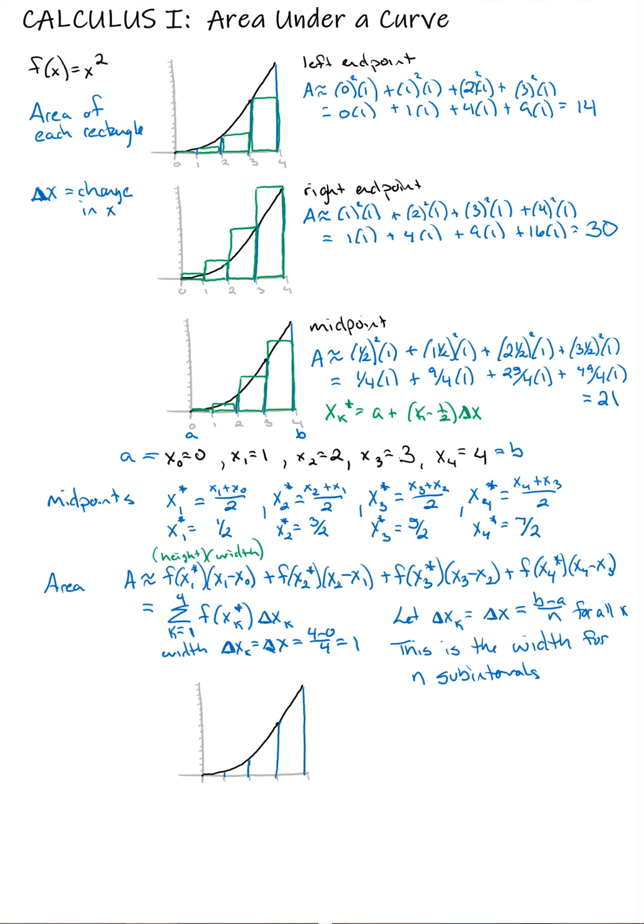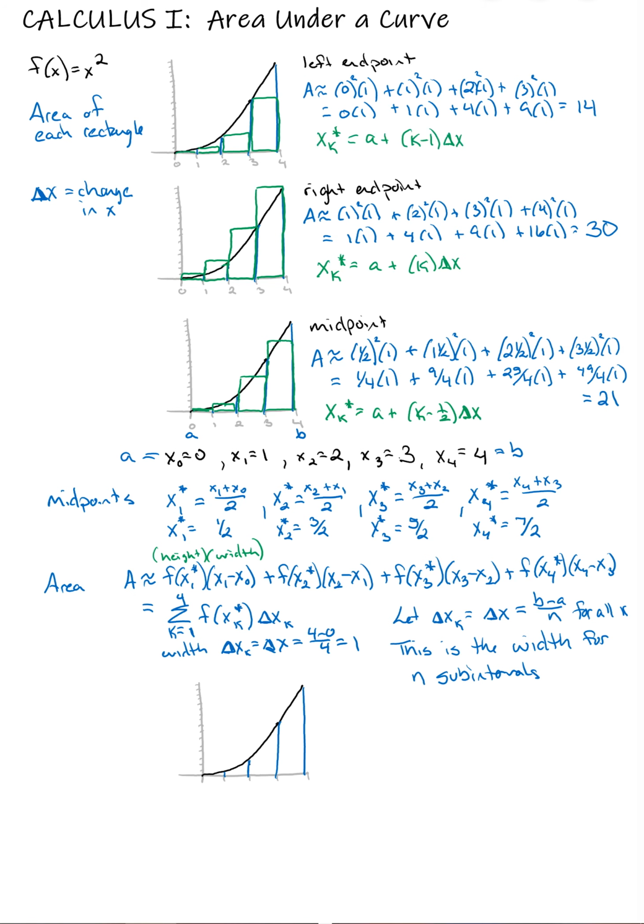The right-hand endpoint, the x sub k stars, have the form a plus k delta x, meaning that to get to the right-hand endpoint, for each one, I'm going to add an entire delta x. So if I'm starting at the first interval, I go all the way to the right, add a whole delta x. And then for the left-hand endpoint, the x sub k stars have the form a plus k minus 1 times delta x, meaning to get to the left-hand endpoint, I'm going to go back 1 whole delta x. So rather than going forward 1 whole delta x, I'm going to go back 1 whole delta x.